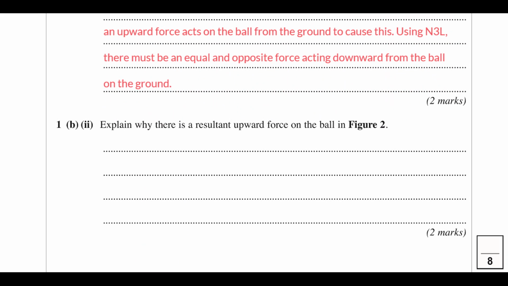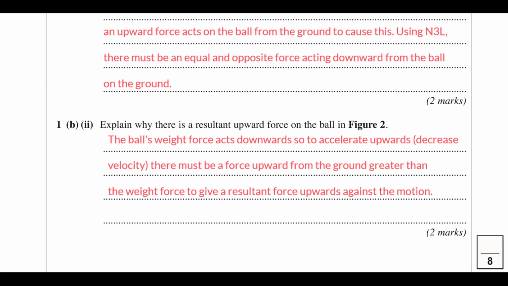Explain why there is a resultant upward force on the ball in figure 2. So essentially, if we look at the forces acting on the ball, there is a downwards weight force of it, and then if it's slowing down, there must be an upward force from the ground that is bigger than the weight force. That's what would allow it to slow down or accelerate upwards, if you like. Okay, so that's what we've got there. So to slow down, there needs to be a resultant force upwards, so the force from the ground must be greater than that of the weight force to allow that to happen. So that finishes question 1.